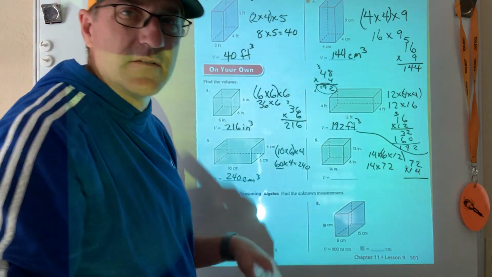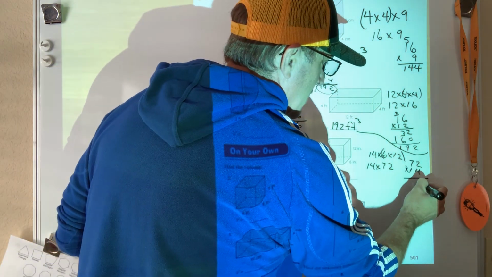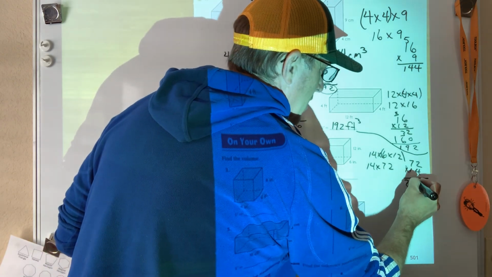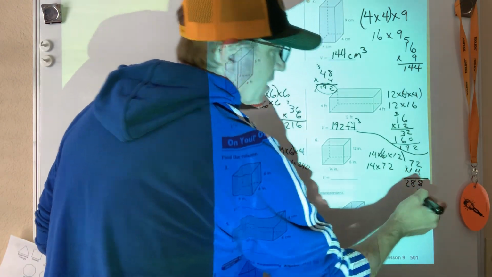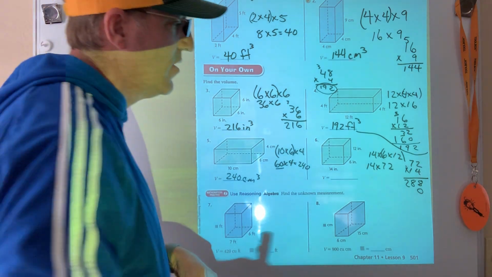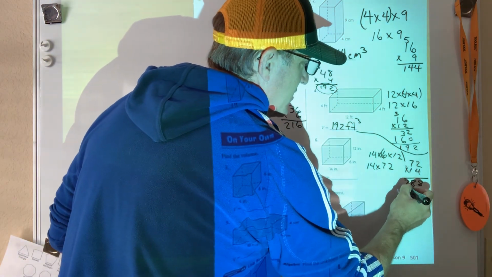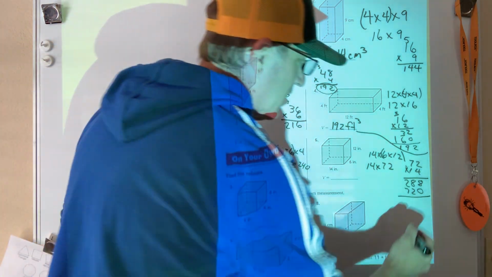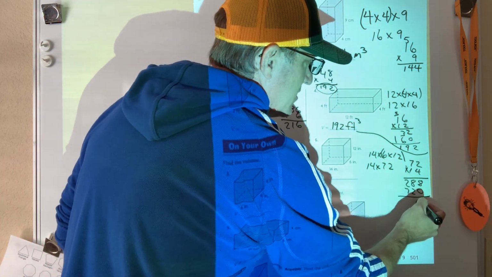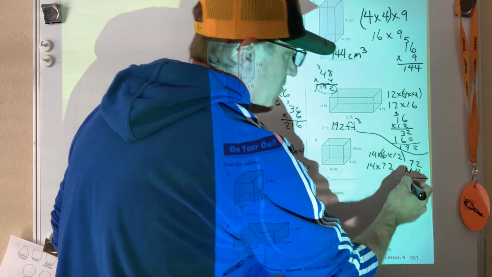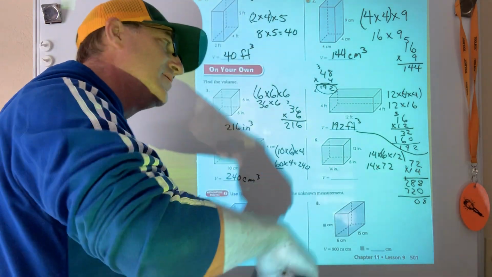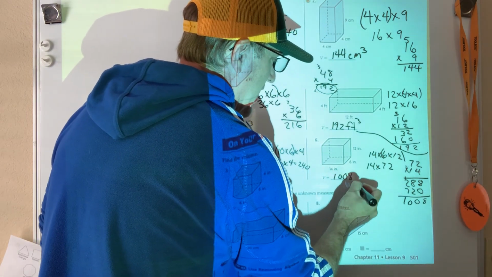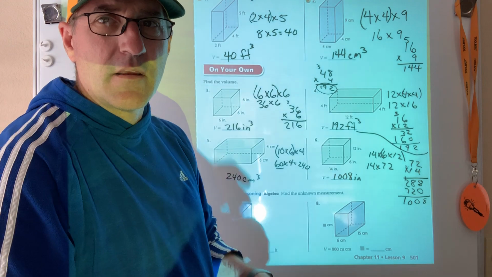4 times 2 is 8. 4 times 7, 28. Of course, I put a 0 here because I'm multiplying by 10. And then 1 times 2 is 2. 1 times 7 is 7. Boom. 8 plus 0. Tricky. 8. 8 plus 2 is 10. Carry my 1 over here. 1 plus 2 is 3. 3 plus 7 is 10. So I get 1,008 inches. What? Cubed.